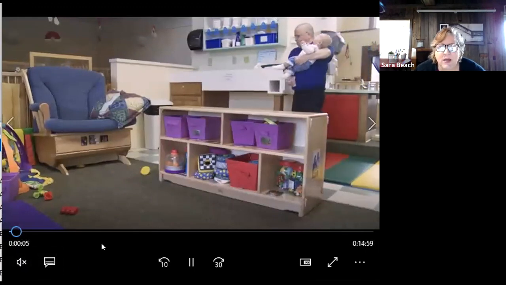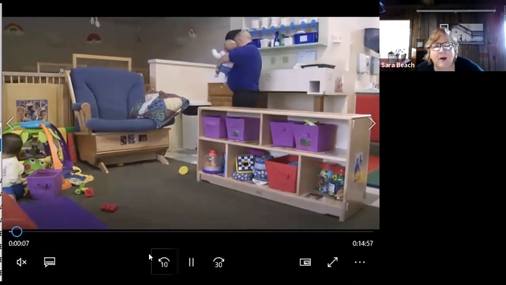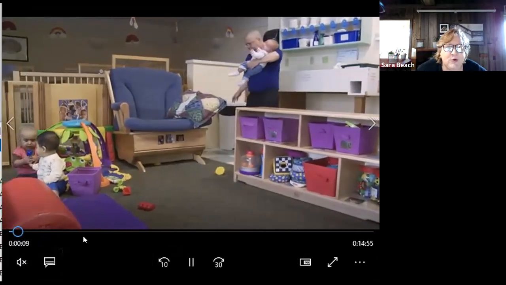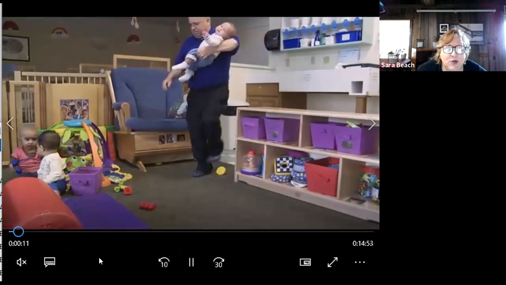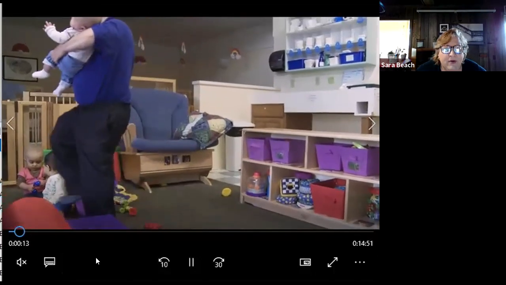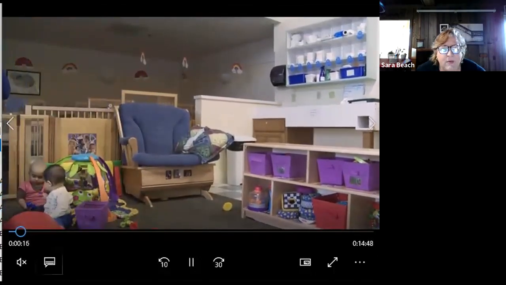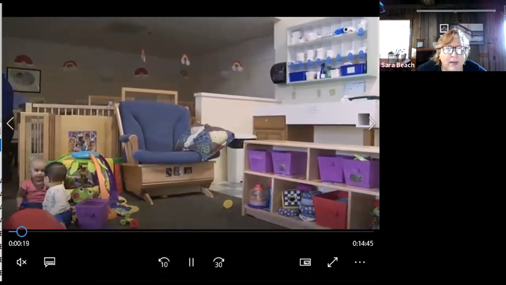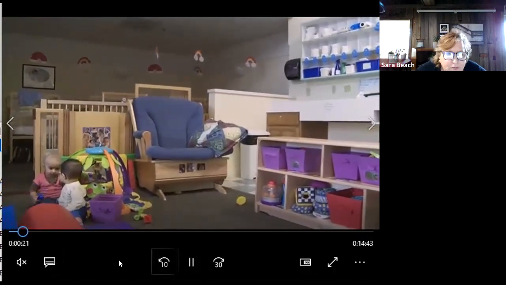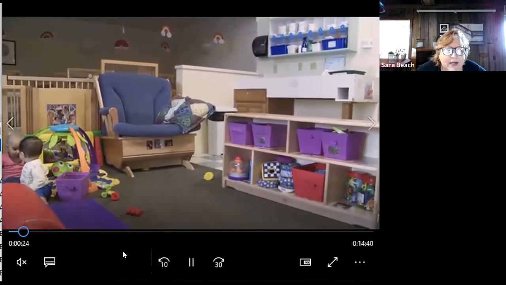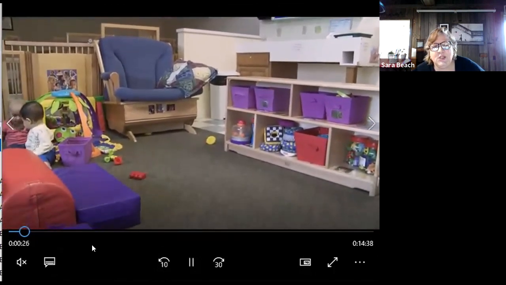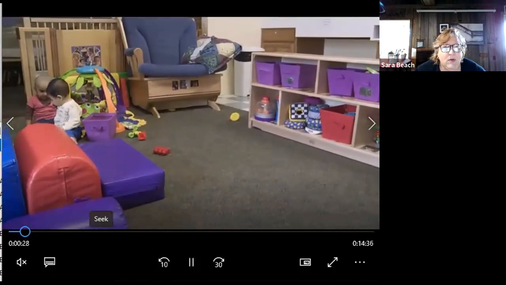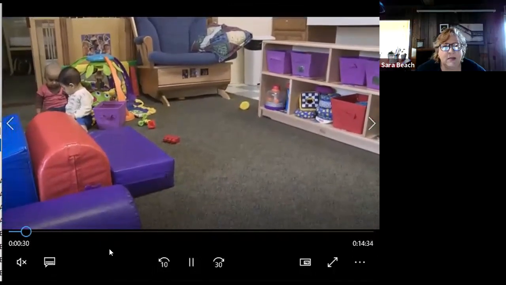Okay, do you see the video playing? All right, I'm going to fast forward it to a certain time. This is a teacher, a male caregiver who has three babies in his care right now. There are two girl babies sitting on the floor. The baby that he had in his arms, he just placed in the crib. And then he goes to wash his hands.